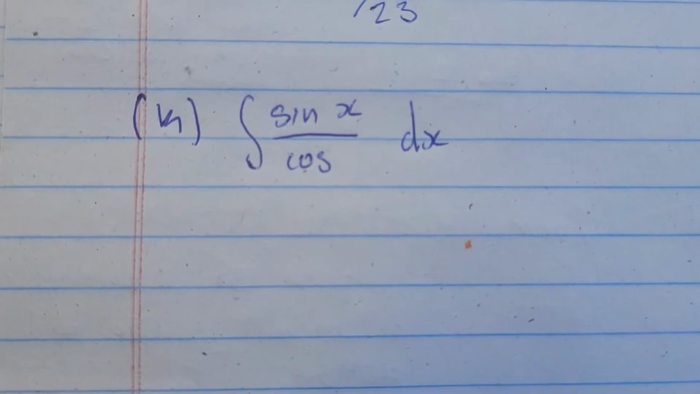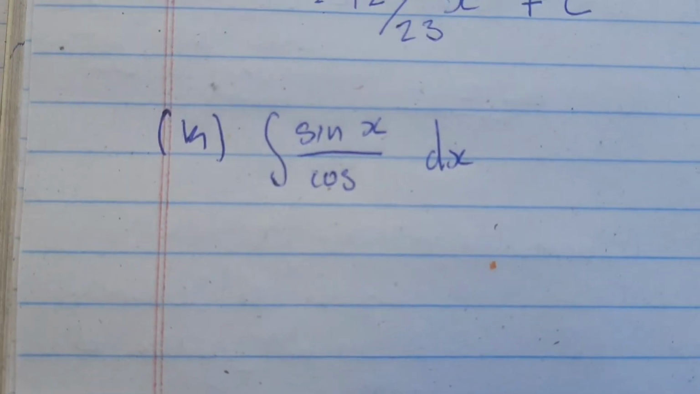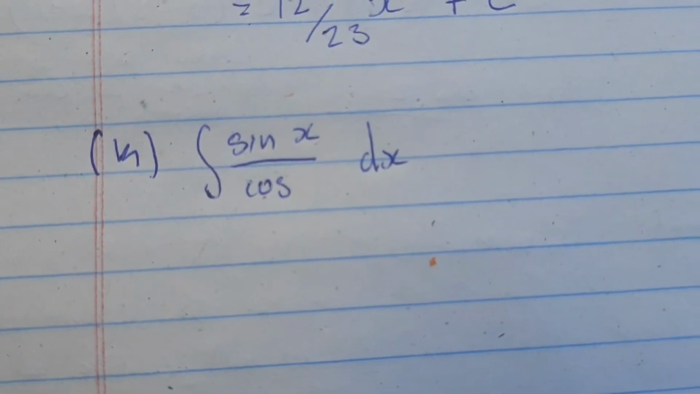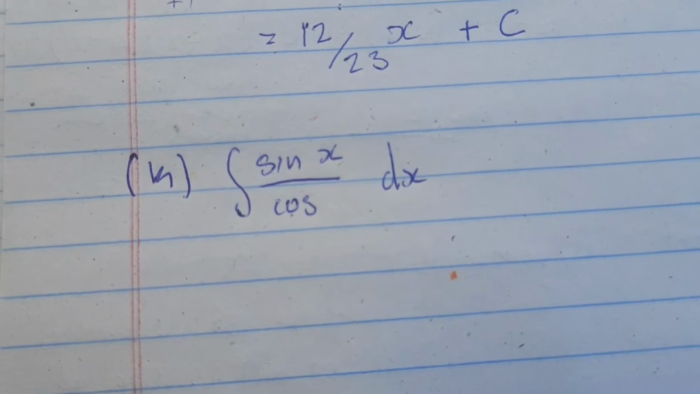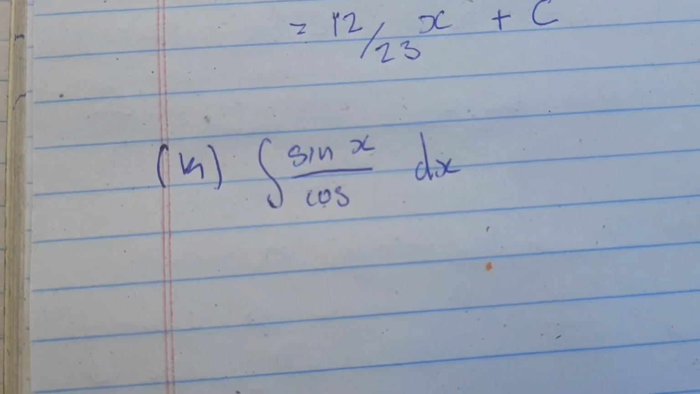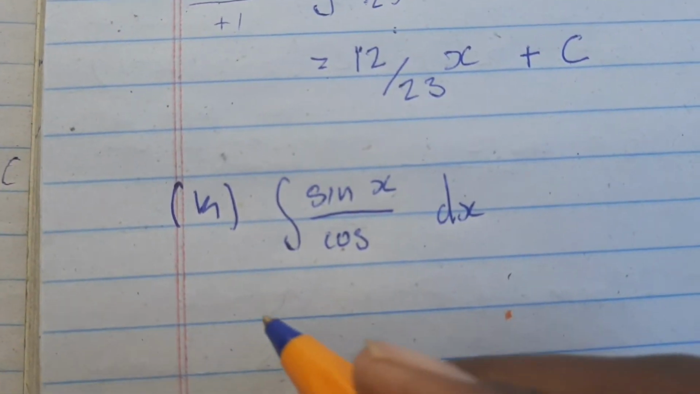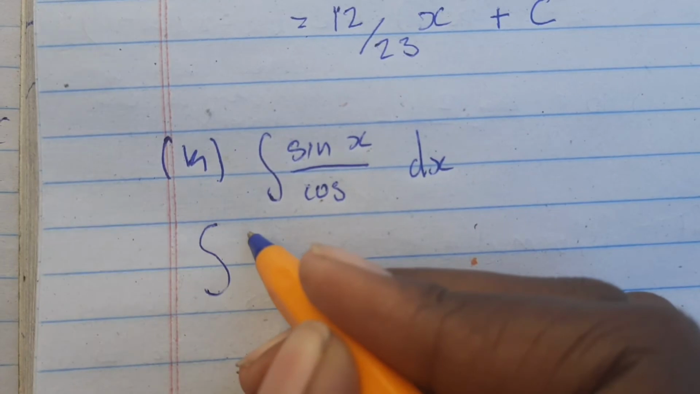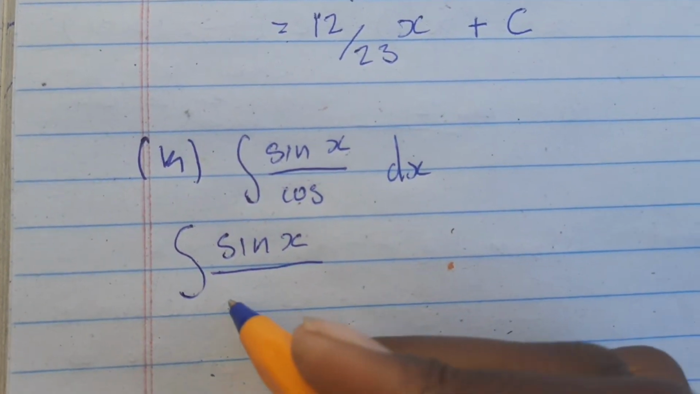So now we're going to deal with k. I specifically chose k because it looks like a difficult question. K says sine x over cos x. So we need to integrate this. The cos here automatically has an x. Whether or not they write it down, just know that it's always there. So this is what they want us to find.